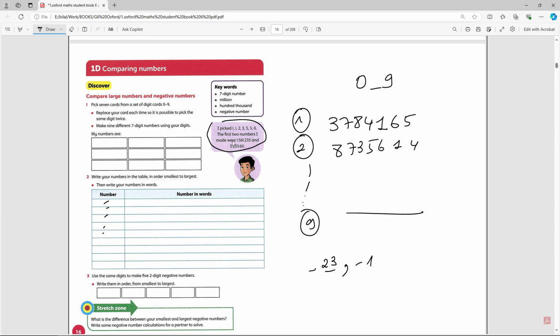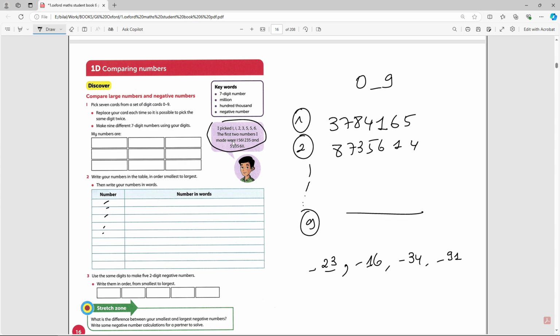Negative 23, negative 16, negative 34, whatever. Remember that the biggest number in negative is the smallest. For example, negative 16 is bigger than negative 34. Negative 23 is smaller than negative 16. So negative 16 here is the biggest. And let's say, for example, here you have negative 91. Even if it's 91, this is the smallest, because it's negative. It's backward, remember.